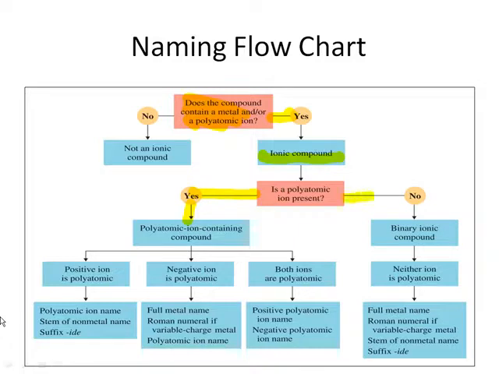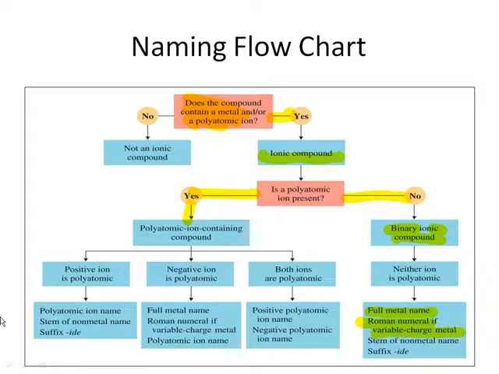If there isn't a polyatomic ion present, then it's a binary ionic compound, which just means that it only has 2 elements rather than more than that. We'll do the full name with the Roman numeral if it's a variable charge metal, and we won't do the Roman numeral if it isn't a variable charge metal.